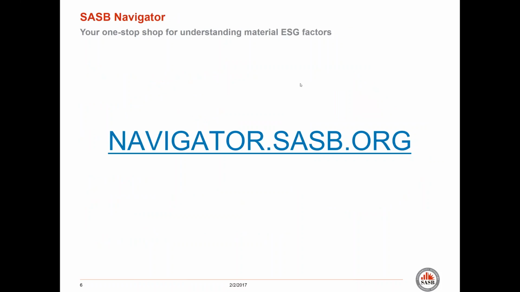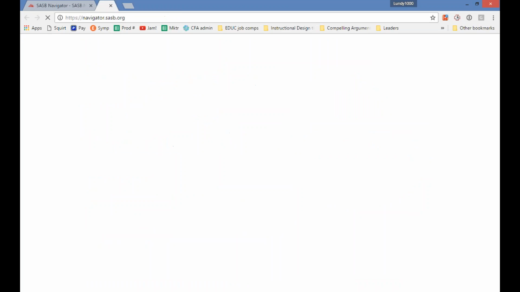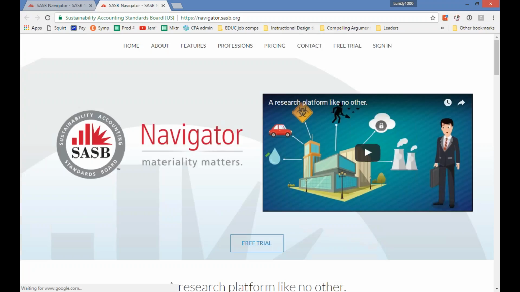So we're going to take a look at the new Navigator, and it's really your one-stop shop for understanding material ESG factors. So from here on out, this is going to be a typical demo where there's no slide deck. We're just going to be poking around and at the will of the internet gods. So hopefully everything cooperates with us, but it'll be kind of fun to see how it goes along.